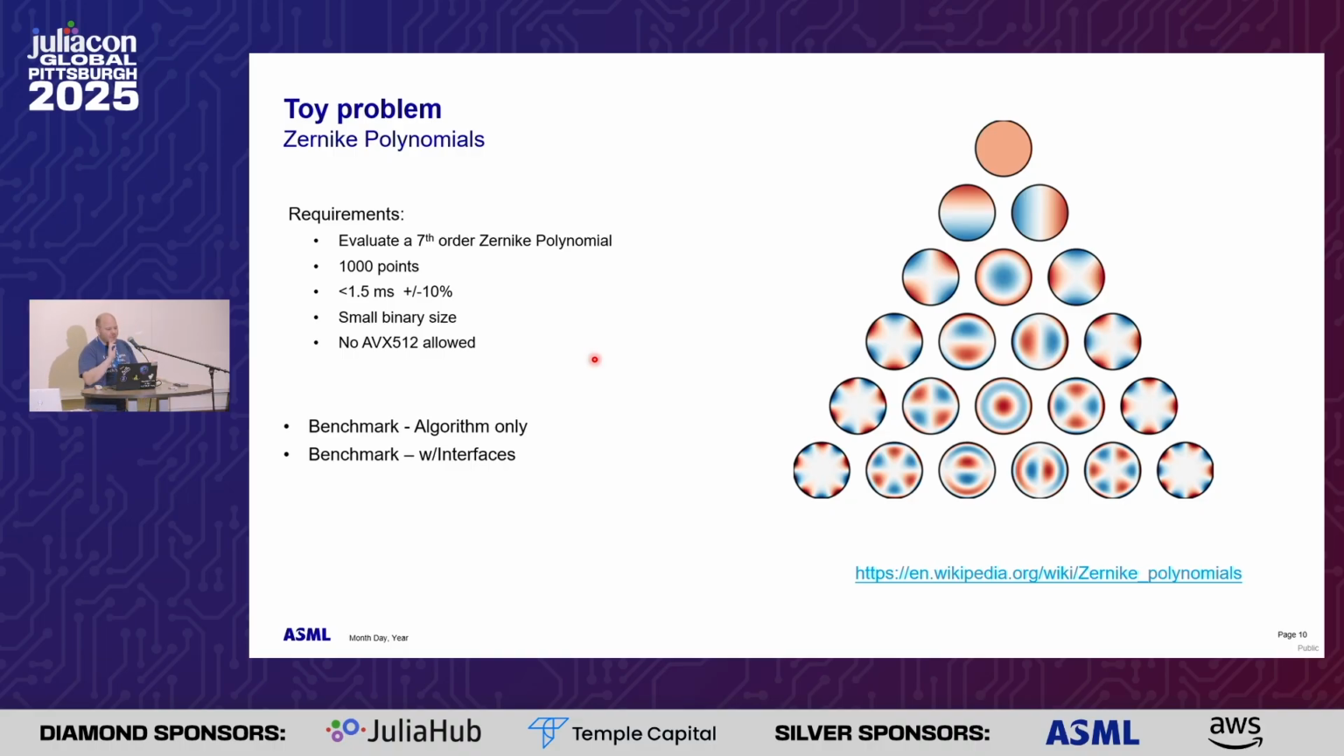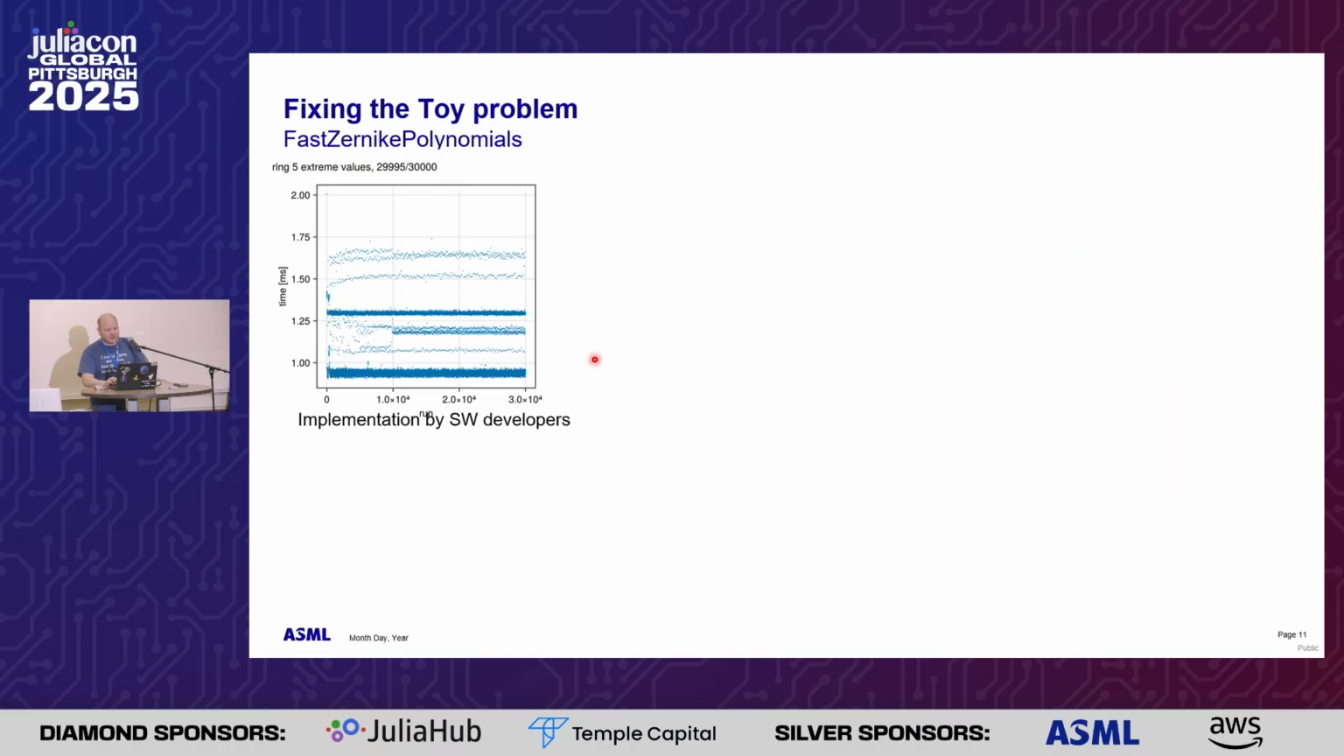So I'm just going to quickly show you two benchmarks: benchmarking the Julia algorithm itself, and then, when we interface with the TwinScan, also benchmarking that, because the interface code might also generate some overhead. So I will focus on that first on the algorithm. As I said, I gave this Zernike polynomials module to the software guys.